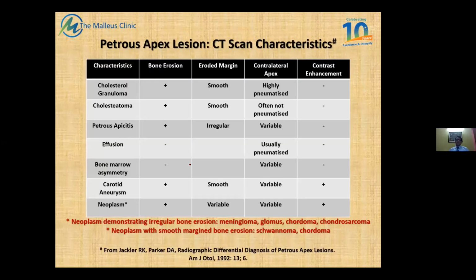And this is the table that I was talking about. That is petrous apex lesions, the CT scan characteristics. I've taken it from the well-known paper by Jackler and Parker. That is the differential diagnosis of petrous apex lesion, which was published way back in 1992 in the American Journal of Otology. Earlier, it was called the American Journal of Otology, and now it's known as Otology, Neurotology. So these are the lesions that you might expect in the petrous apex.